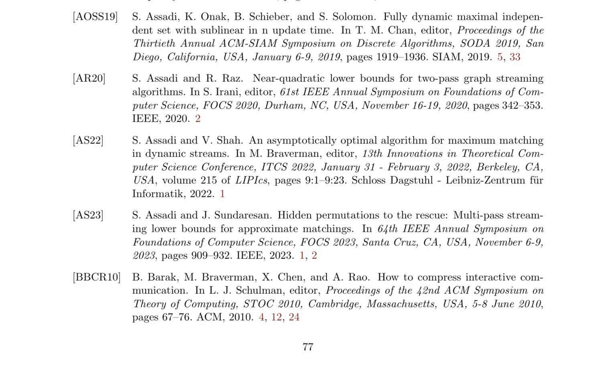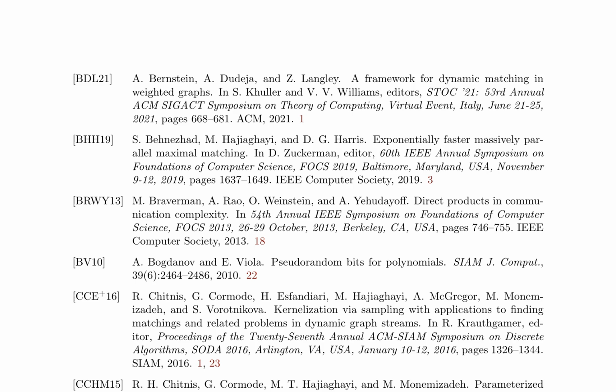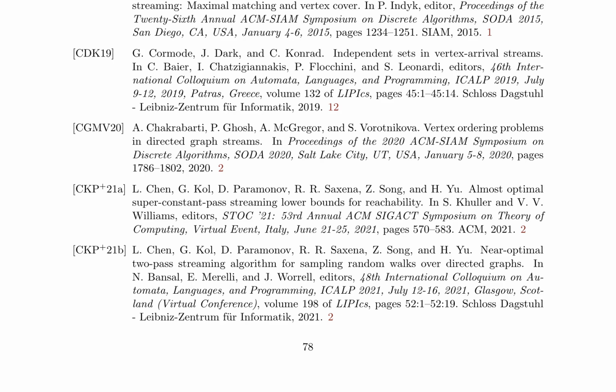This approach involves reducing the size of the input graph while preserving the solution to the problem, making it more efficient to solve. Furthermore, the authors examine parameterized streaming algorithms for solving vertex ordering problems in directed graph streams. These algorithms are designed to work within the constraints of the streaming model, where the input graph is presented one vertex at a time. The paper also covers recent advances in superconstant pass streaming lower bounds for reachability and near-optimal two-pass streaming algorithms for sampling random walks over directed graphs.